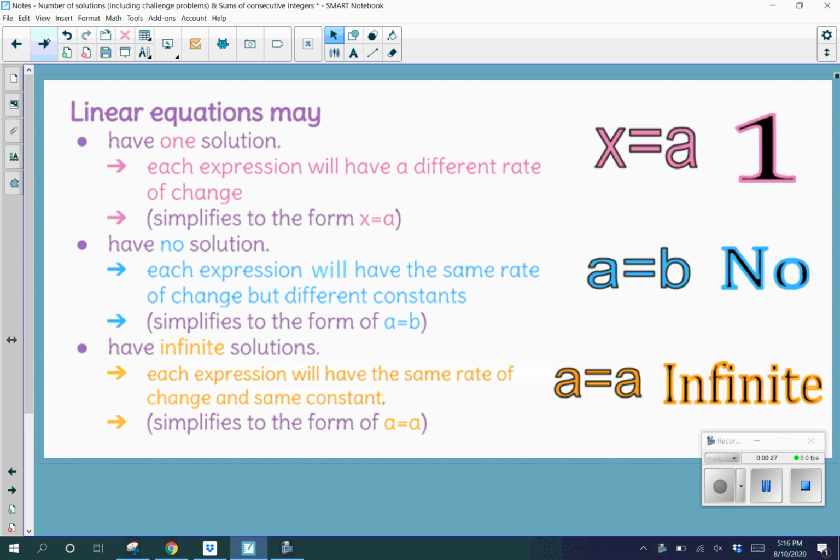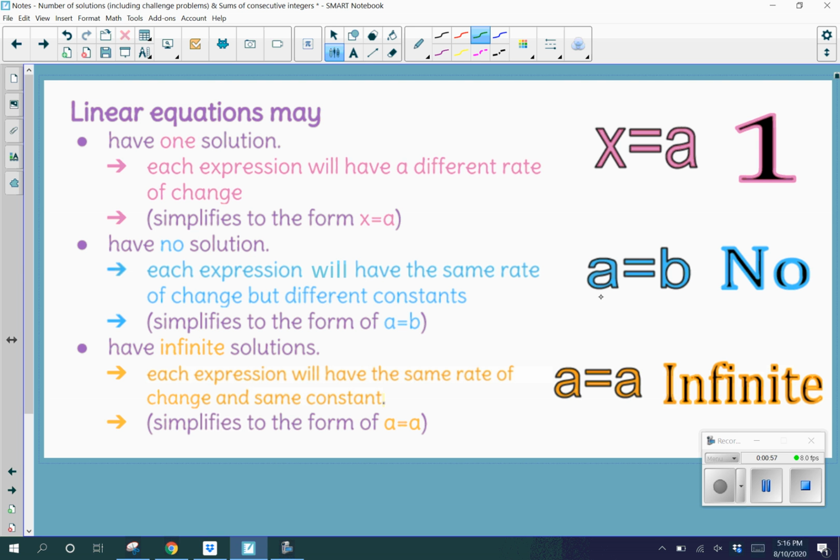So this next slide looks a little bit overwhelming, but let's go through it. And then I also included this with each problem, so you almost have like a little cheat sheet. So linear equations may have one solution. Each expression will have a different rate of change. So basically when you have x equaling a, so x equals 4 or x equals -7, that means that you're going to have one solution.